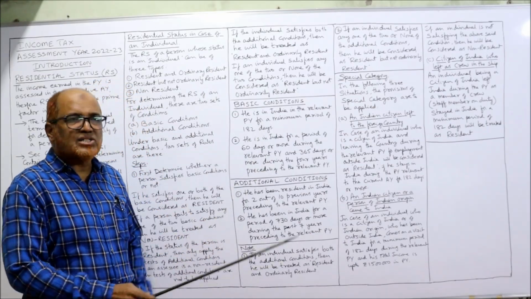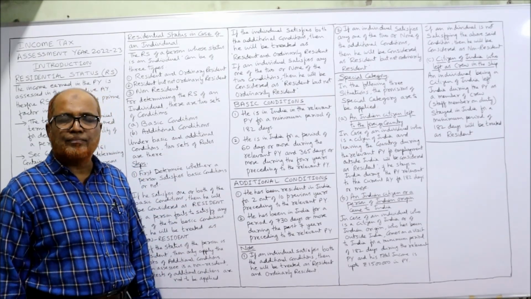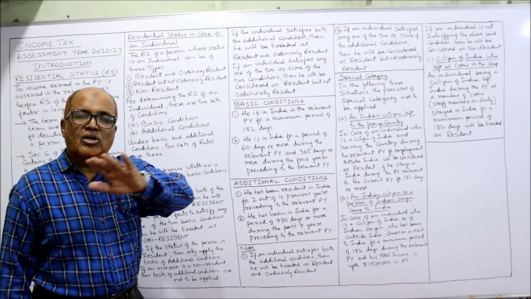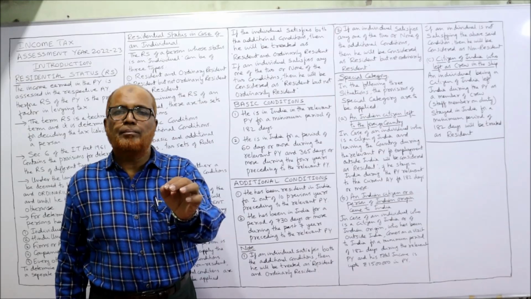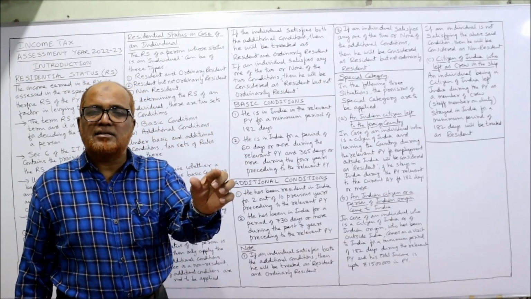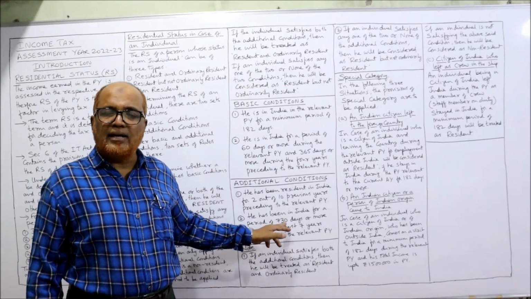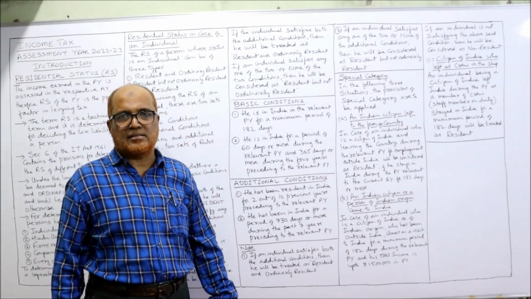If an SSC satisfies any one of the conditions or both the conditions, he will become resident. If a person does not satisfy any of the basic conditions, he will become a non-resident. If he becomes a non-resident, no need to check the additional conditions. Additional conditions are there only for resident SSCs.